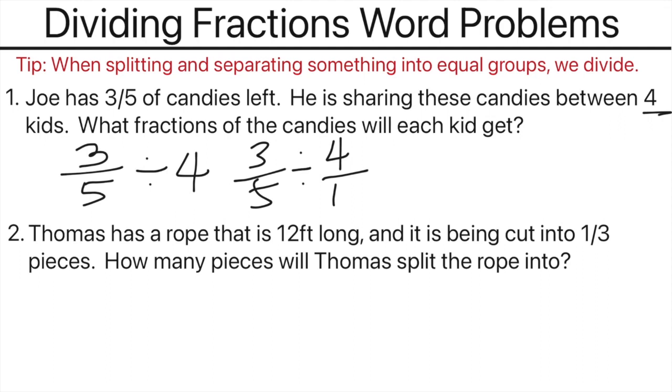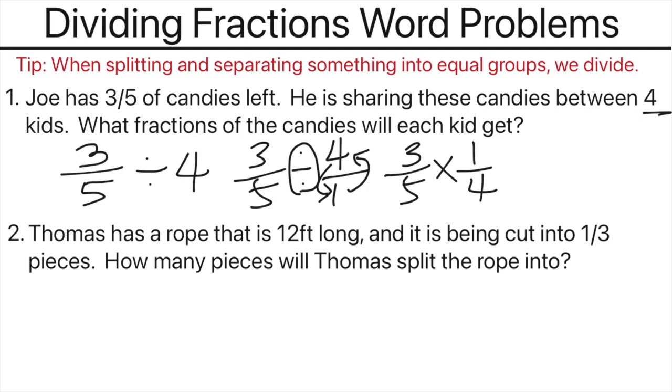So now we have 3/5 divided by 4/1. Now we have a fraction dividing by a fraction. So the next step, we need to keep, switch, and flip. Keep would be 3/5, so we keep that. The division would switch to multiplication. And the 4/1, we need to flip. So 1 goes on top, 4 goes on the bottom. It will become 1/4. And that's how you divide fractions by fractions.